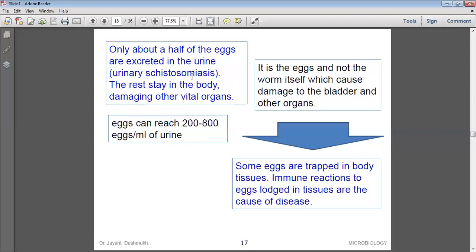Eggs per urine: in 1 ml of urine, 200 to 800 eggs can be present. Some eggs are trapped in the body tissue. The immune reaction to the eggs in the tissue causes the disease or clinical manifestation.